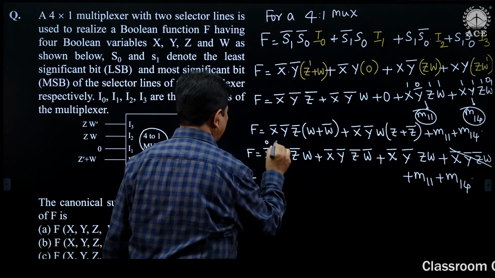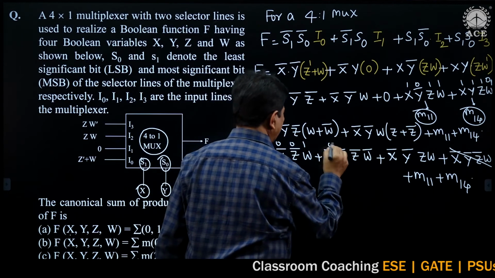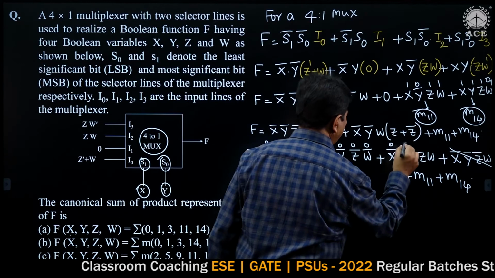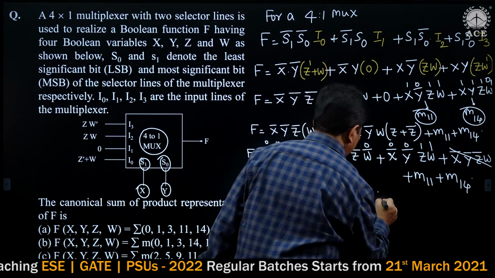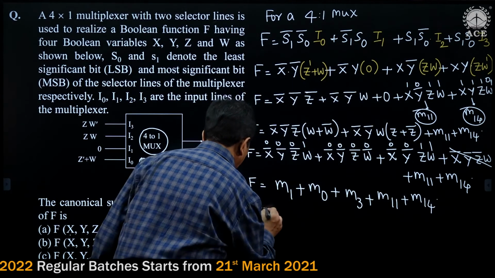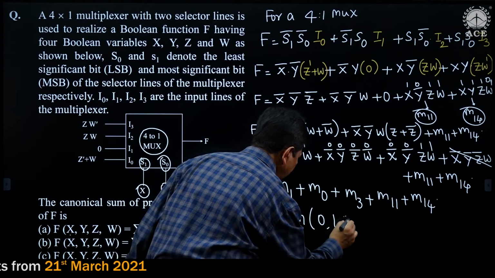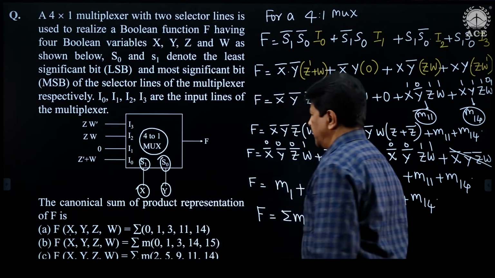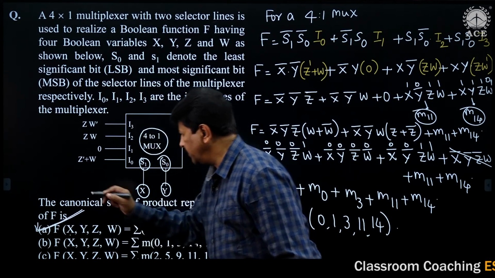Now I am going to convert that here. This is 0, 0, 0, 1, minterm number 1. Next 0, 0, 0, 0, minterm number 0. Next 0, 0, 1, 1, minterm number 3 and minterm number 11, minterm number 14. So f is equal to sigma m 0, 1, 3, 11, 14. That is the answer to this one. So the correct answer to this problem is A. This is the correct answer to this problem.